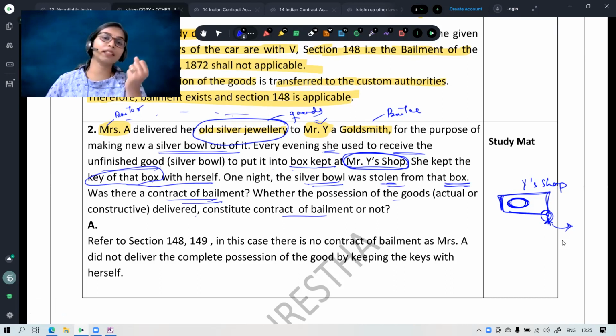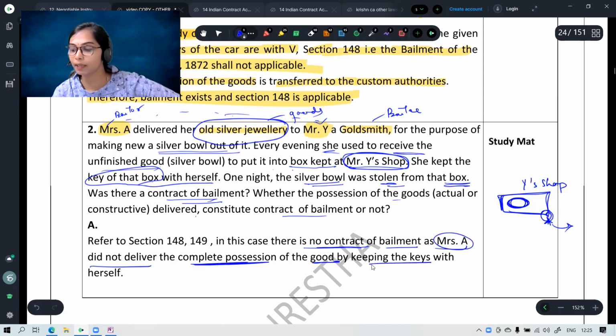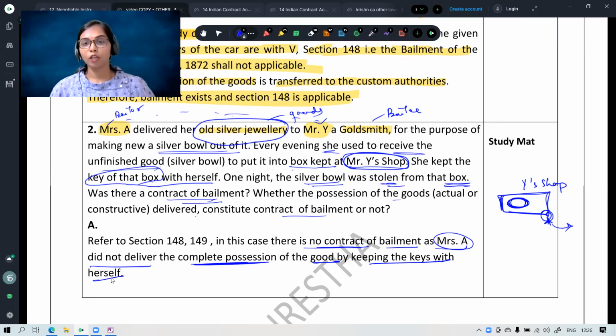Because the key was in Mrs. A's hand, there is no bailment. So here you see, in this case there is no contract of bailment, as Mrs. A did not deliver the complete possession of the goods by keeping the key with herself. Done. So this is also one small example about bailment.